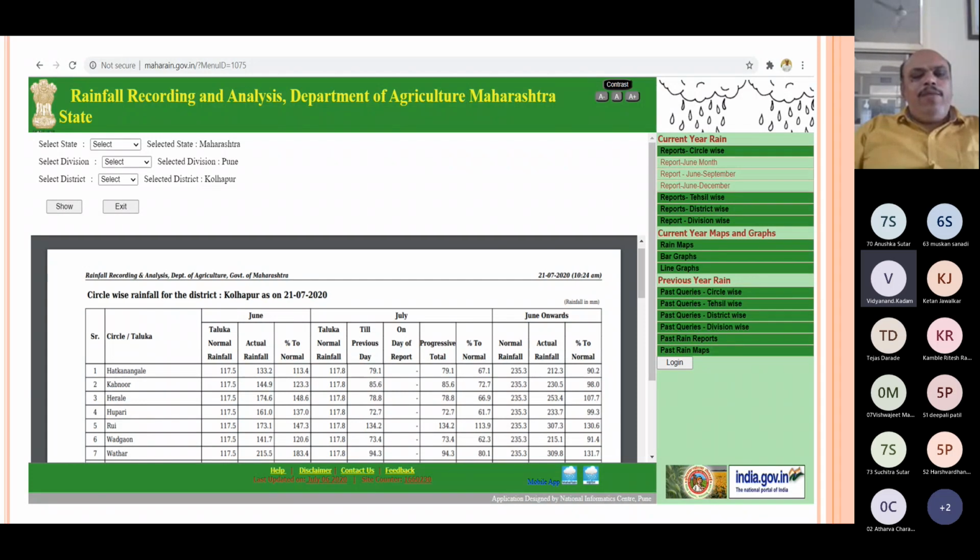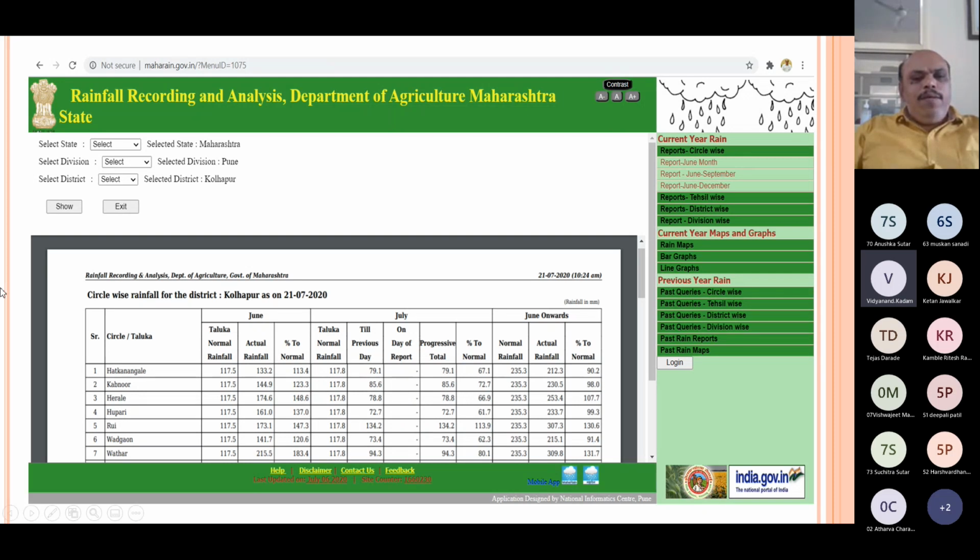This information is collected on the basis of circles. In a taluka there are many circles, and for all circles the rainfall data is worked out. So this is a screenshot of that website. Now everybody observe that table, circle-wise rainfall for the Kolhapur district. See the values of June and July and total values from June onwards.